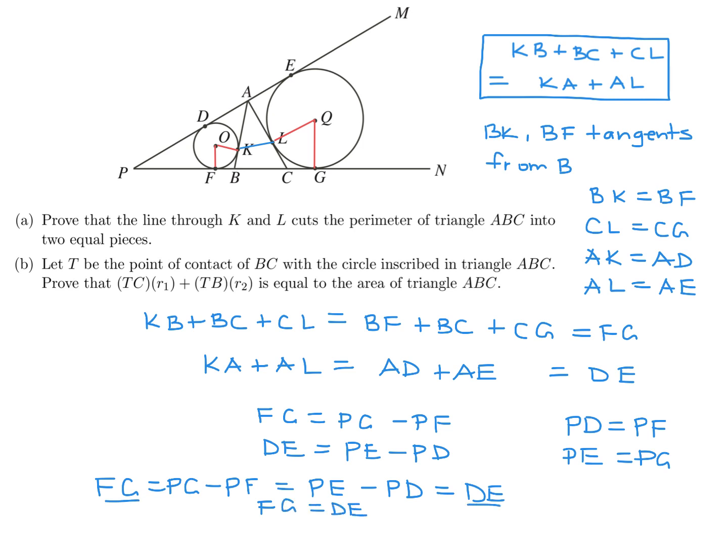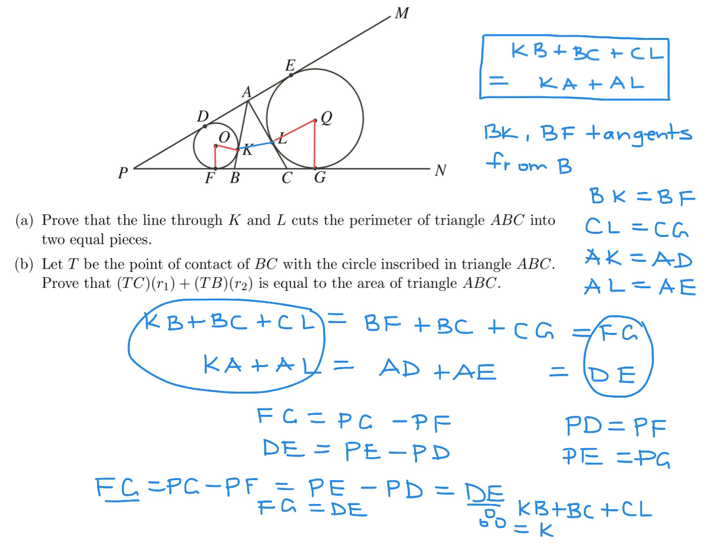If that is the case, then these two are equal. And those two are these guys. So therefore, KB plus BC plus CL is indeed equal to KA plus AL, which is what they wanted you to prove in part A.